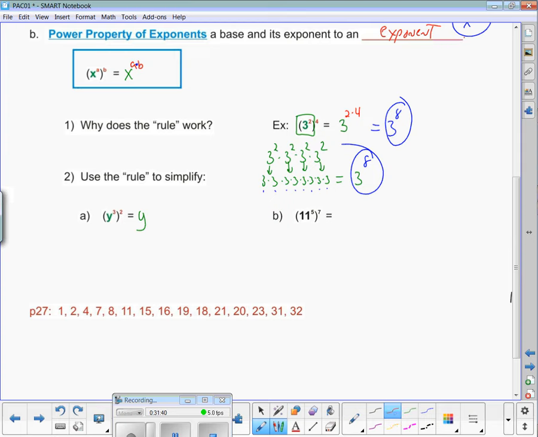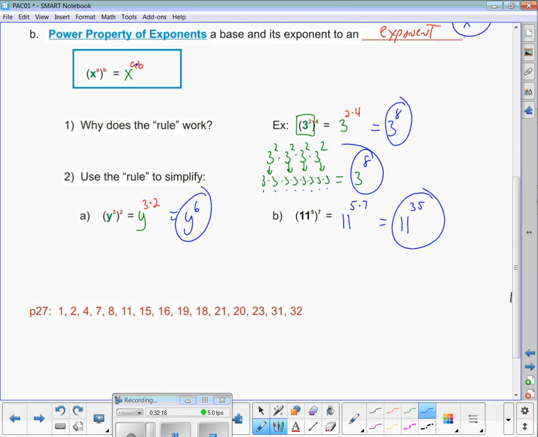It's the base. The base is y, with its exponent 3 times the outside exponent 2. Y to the 3 times 2. We want to finish simplifying, and we all know 3 times 2 is 6. Y to the 6th. It's pretty easy. In example B, the base is 11. So the base, take its exponent 5 times the outside exponent 7. And this handy rule saves us a lot of time, 11 to the 35th power. That would be a big number.